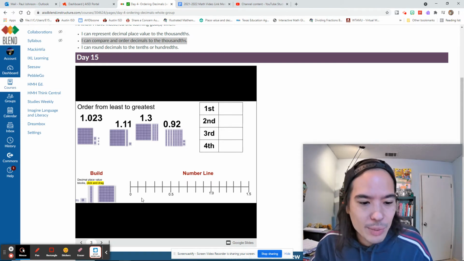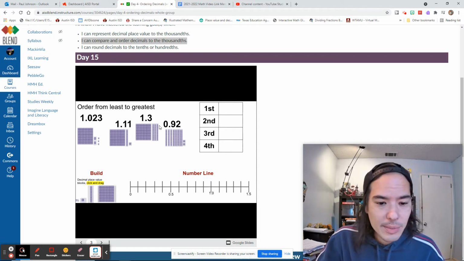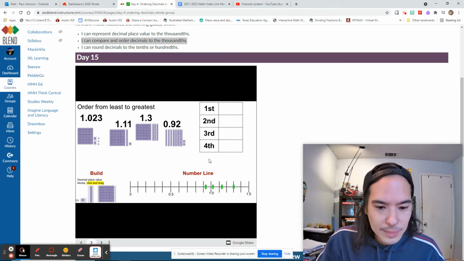All right, if we're going to put these on a number line, the one that will go before one on the number line is 92 hundredths. And if we're looking at this like money, some of these almost look like money already. This looks like $1.11. This looks like 92 cents. If we add a zero to that one, it almost looks like $1.30, right? So let's take a look.